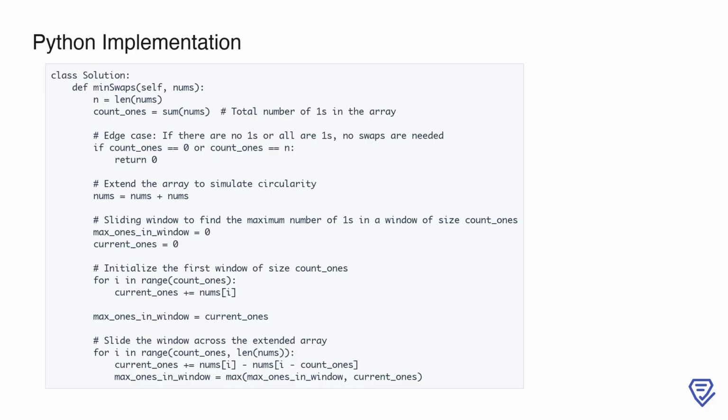Now, we need to determine the maximum number of ones that can fit within a window of size count_ones. To do this, we initialize a sliding window. First, we calculate the number of ones in the initial window by summing the first count_ones elements of the extended array. We store this sum in current_ones and also initialize max_ones_in_window with this value. This setup prepares us to slide the window across the extended array in the next step.